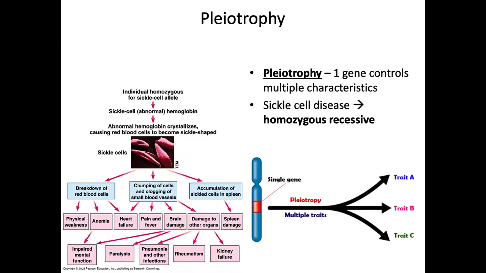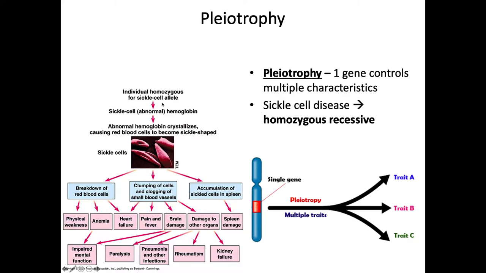The next type of pattern of inheritance is what's called pleiotropy. So this is kind of like a domino effect. This one is where one gene can control multiple or many characteristics, okay? So here, this one gene has an effect on multiple traits. And a really good example is your sickle cell disease.